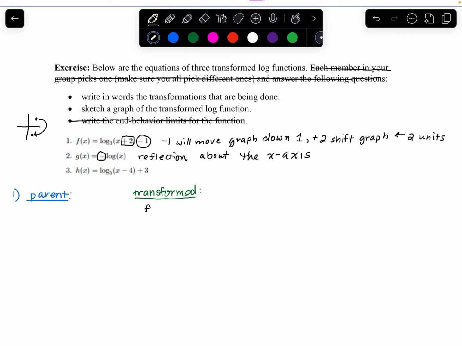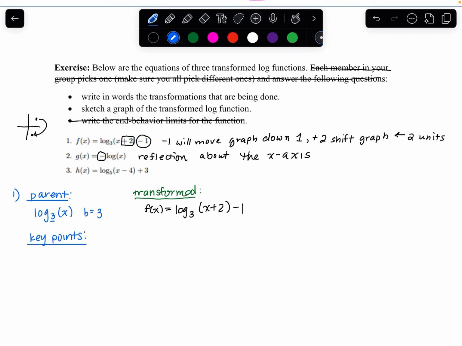Our transformed graph is f of x equal to log base 3 of x plus 2 minus 1. Remember, we just kind of eliminate the addition, subtraction, multiplication, any of these extra values. So my parent graph is going to be log base 3 of x, right? So we start by identifying that base, which is 3. Fill out some key points.